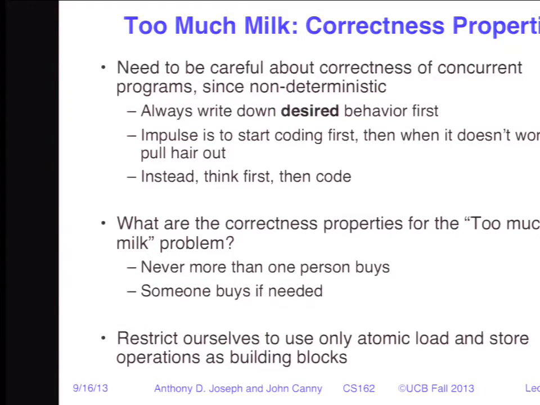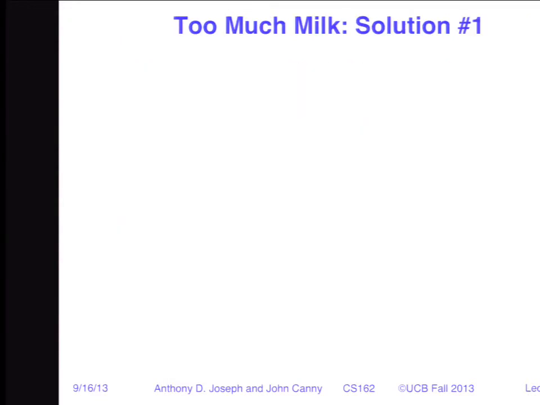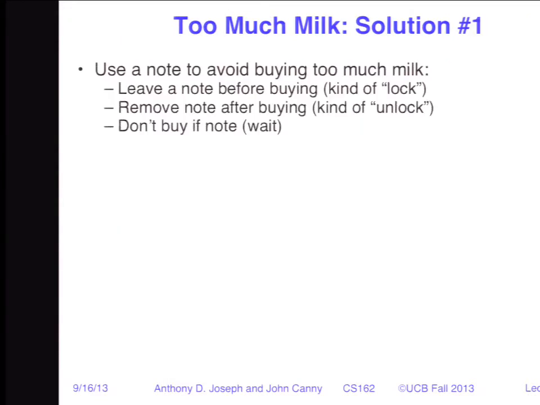So let's try our first attempt at a solution. We're going to use a note. Before you buy milk, you're going to leave a note. That's kind of like a lock. And when you come back from buying milk, you're going to remove the note. That's kind of like our unlock. And if there's a note, you don't buy milk. That's going to be our waiting. So if you see there's a note on the fridge, you're going to wait until the other person comes and fills the fridge with milk.